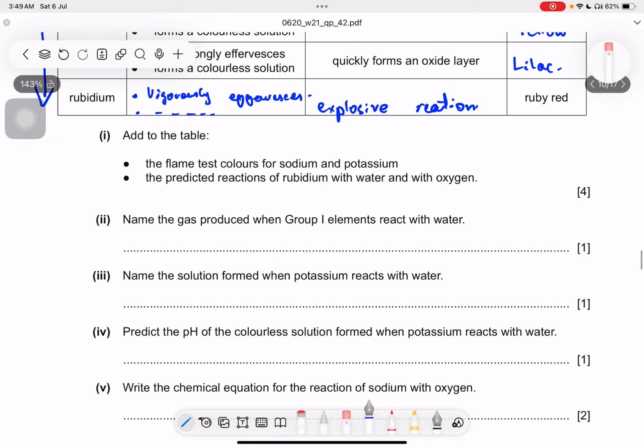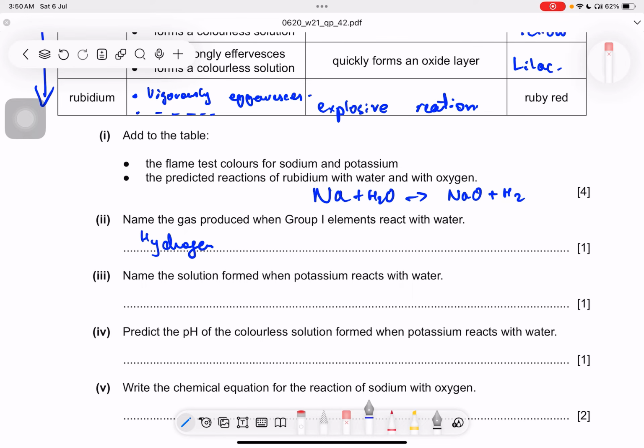Name the gas produced when group 1 elements react with water. Hydrogen is produced. For example, sodium plus water gives sodium hydroxide plus H2. Name the solution formed when potassium reacts with water.